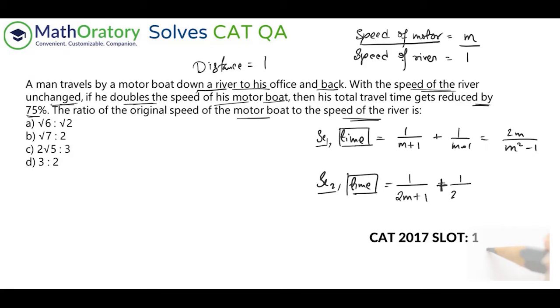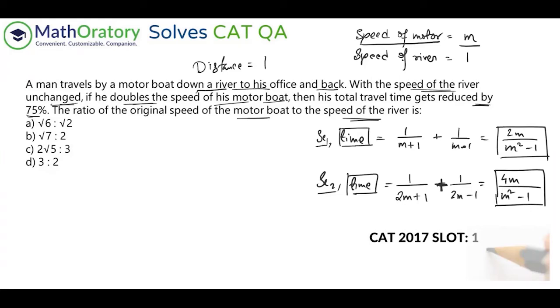Sorry, this is a plus. So something like this. Just again resolve this quickly, take an LCM. So 4m by m square minus 1. So we have these two times, right? This is the time for the first scenario, and this is the time for the second scenario. So these are known to us.